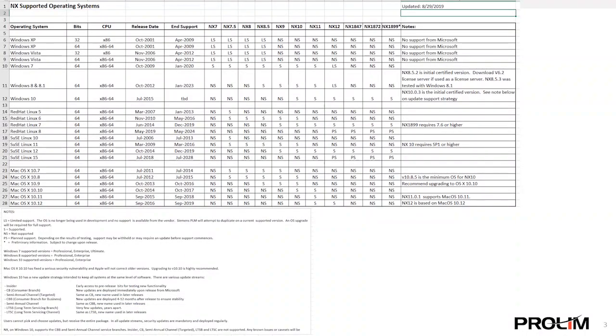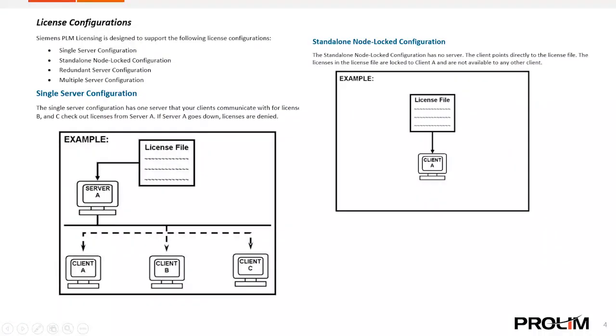On this page here, I show the operating systems. Right here, you can see the Windows operating systems, or if it's a Mac. Additionally, up here, you can see the different versions of NX. And if you look down at the guide here, it will tell you if it's limited supported or not supported. In the case today, we'll be doing Windows 10, and we'll be doing a continuous release. That continuous release includes 1847, 1872, and 1899.